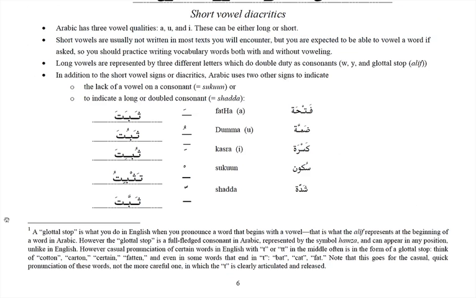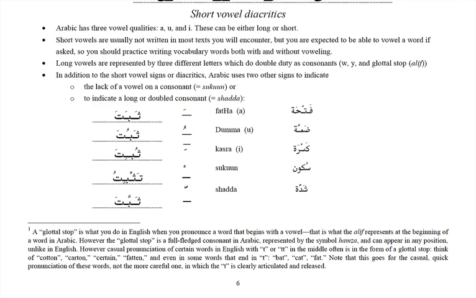At the bottom of the page are the short vowel diacritics, and these are very important in learning the language, in notating it. However, they are not really used in everyday writing or printing, and you have to learn them, although you will not see them all the time.